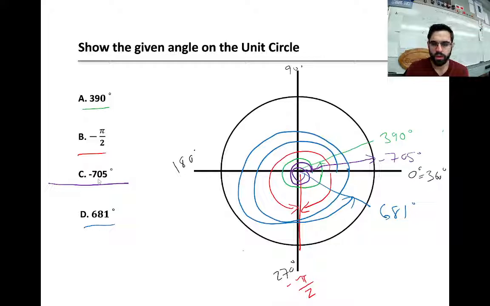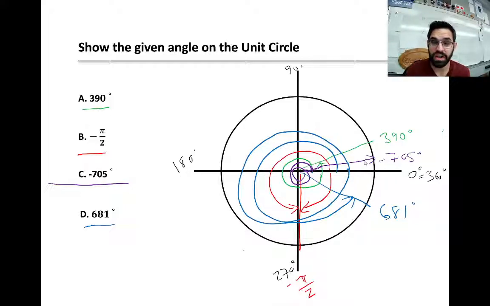There it is there. And negative 705 degrees. We'll go 360, and then another 360 would be 720. But we only have negative 705. So we're 15 degrees shy of 2 full rotations. That means negative 705 degrees is going to be coterminal to 15 degrees. So that's definitely going to be somewhere right here in quadrant 1. It's going to be half the angle measure of 390, because 390 was coterminal to 30.